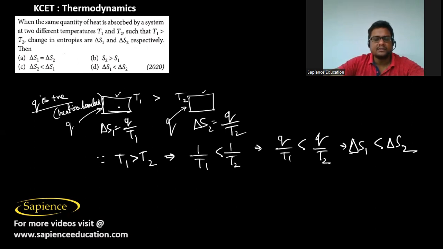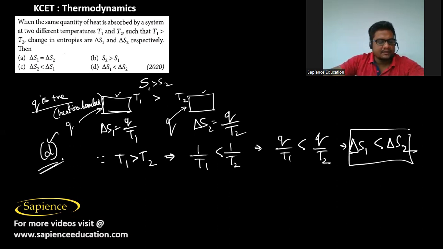And T1 is more than T2. It also means the initial entropy in the first case will be higher than in case 2. So it means that option D is the correct answer.